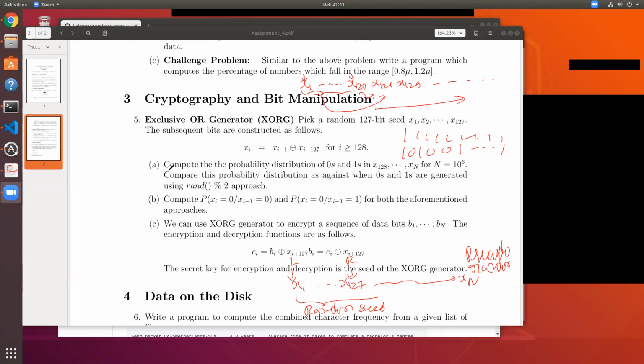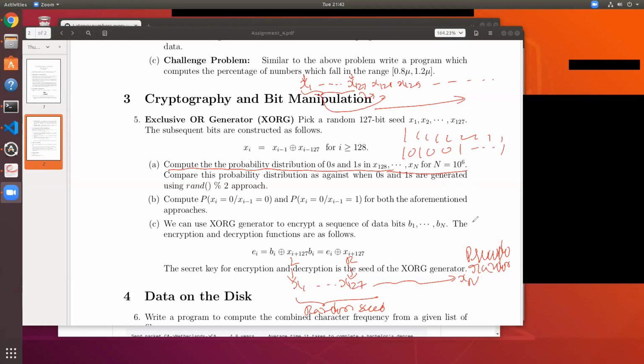Do you see what is the problem? This is compute the probability distribution of zeros and ones here. Are you all with me? That is, you just count the number of zeros and number of ones. If this whole thing is truly random, approximately 50% of them will be zeros and 50% will be ones, approximately.